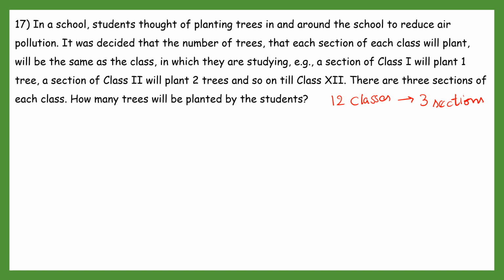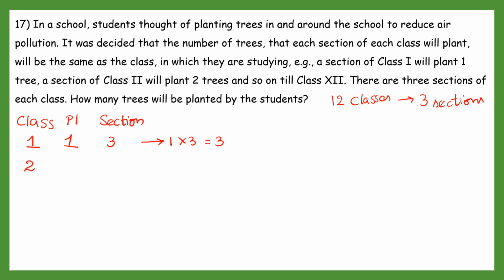So if the class is 1, the first class, how many plants will they plant? 1 plant. Each section of the first class will plant 1 plant, and there are 3 sections. So the number of plants will be 1 into 3, that is 3.